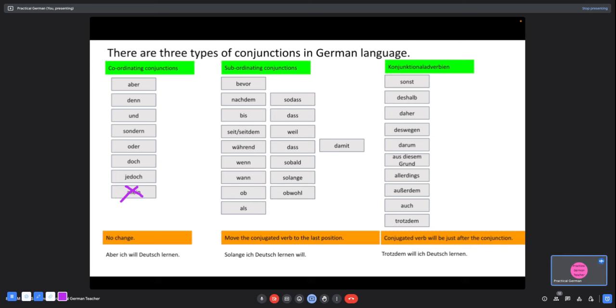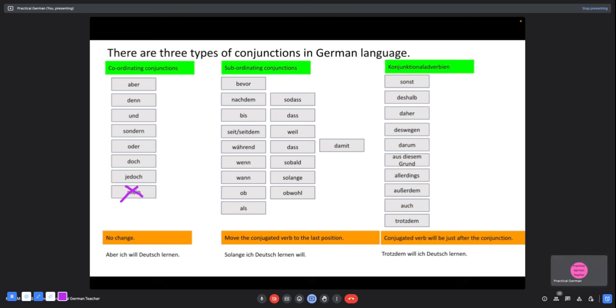Your grammar is not correct, right? Because you don't conjugate the verb, but you are actually saying whether. So ob is whether, A or B. If is also not right. It's not the most accurate one.